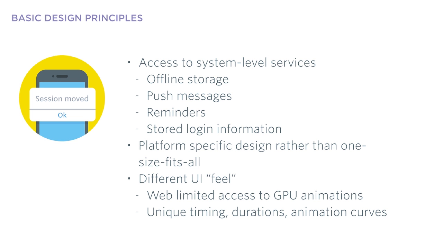Native apps, on the other hand, can tap into system defaults, so your app feels, for lack of a better word, like other apps on the platform. Native apps also have access to the phone's GPU, so they're able to feel more smooth and more solid. Those are some of the major differences that we see between native apps and designing for the web.